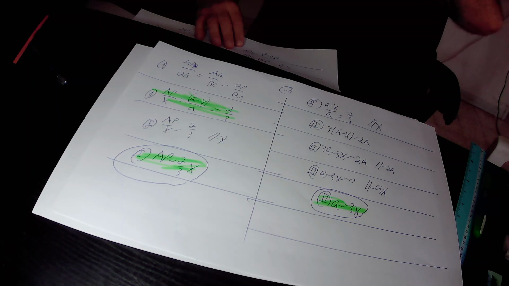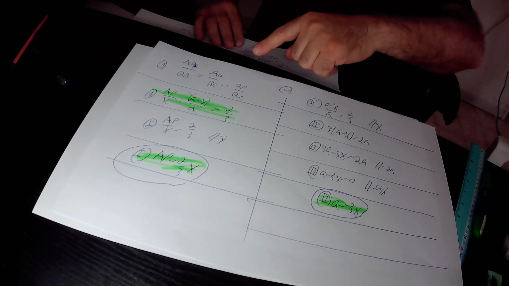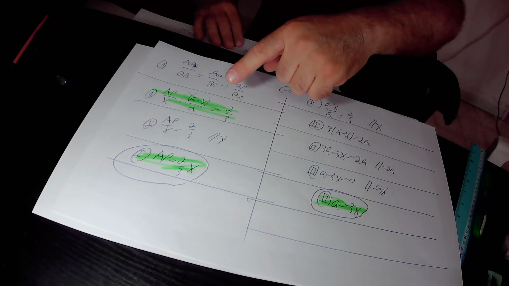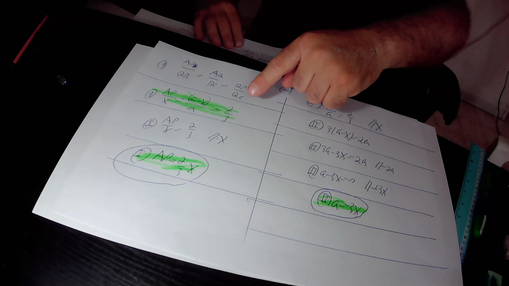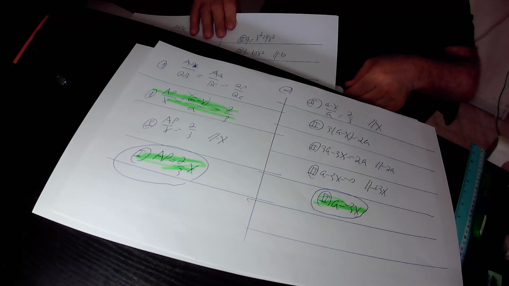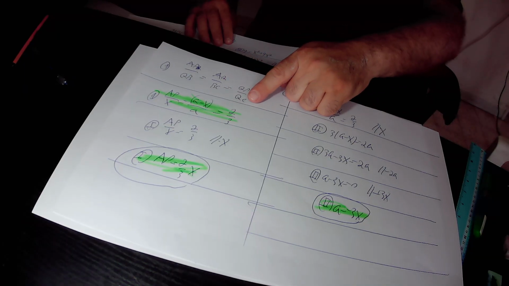AP is the missing side, so we will leave it as it is. QB is X, AQ is A minus X, BC is A, QP is 2, and QC is 4. So in total, according to equation 1, we actually found out that AP over X equals A minus X over A equals 2 over 4.